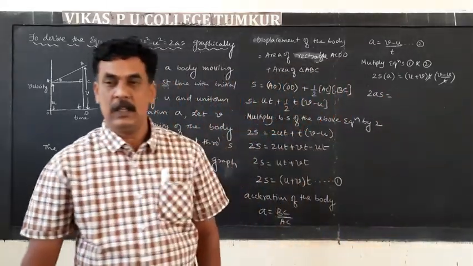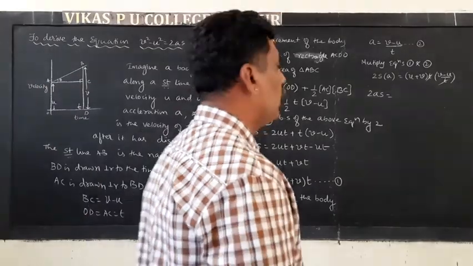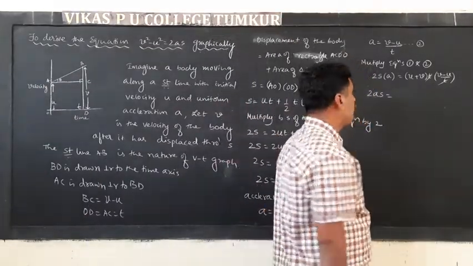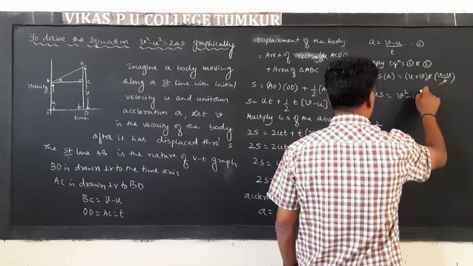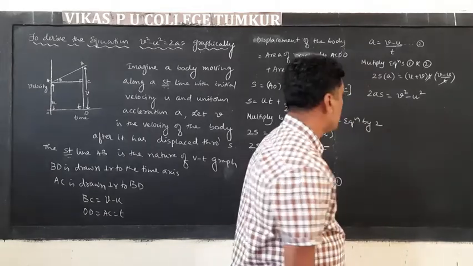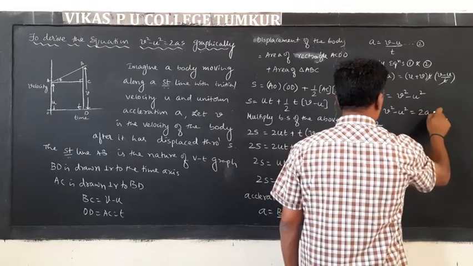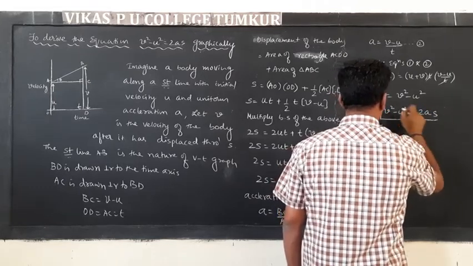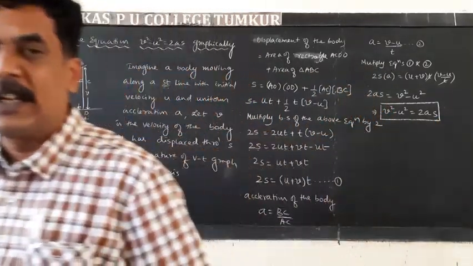Now you will apply the algebraic identity: a plus b multiplied by a minus b is definitely a square minus b square. Similarly, v minus u into v plus u will be v square minus u square. So v square minus u square will be equal to 2as. So this is the equation that we were looking at.